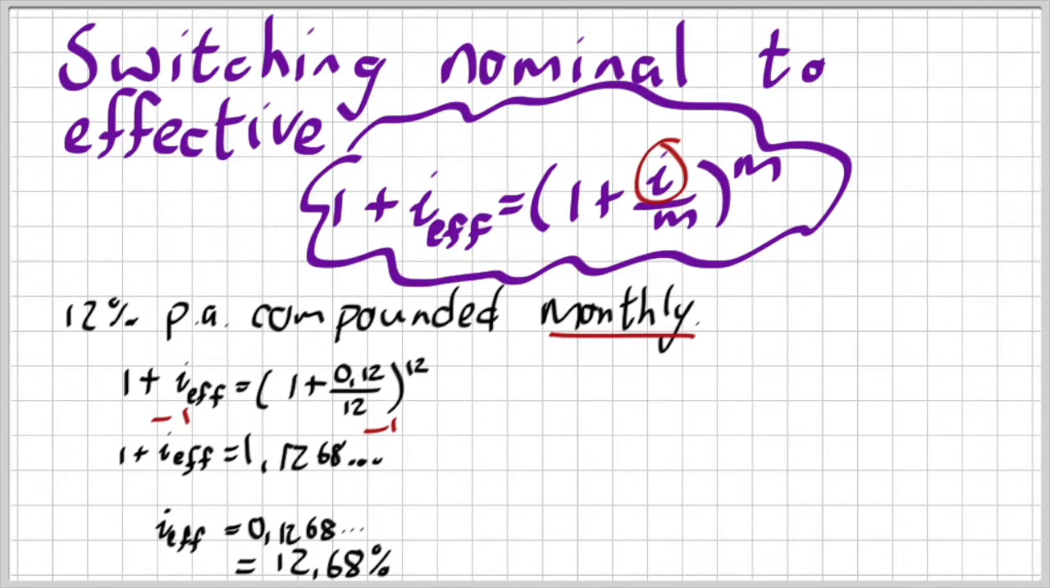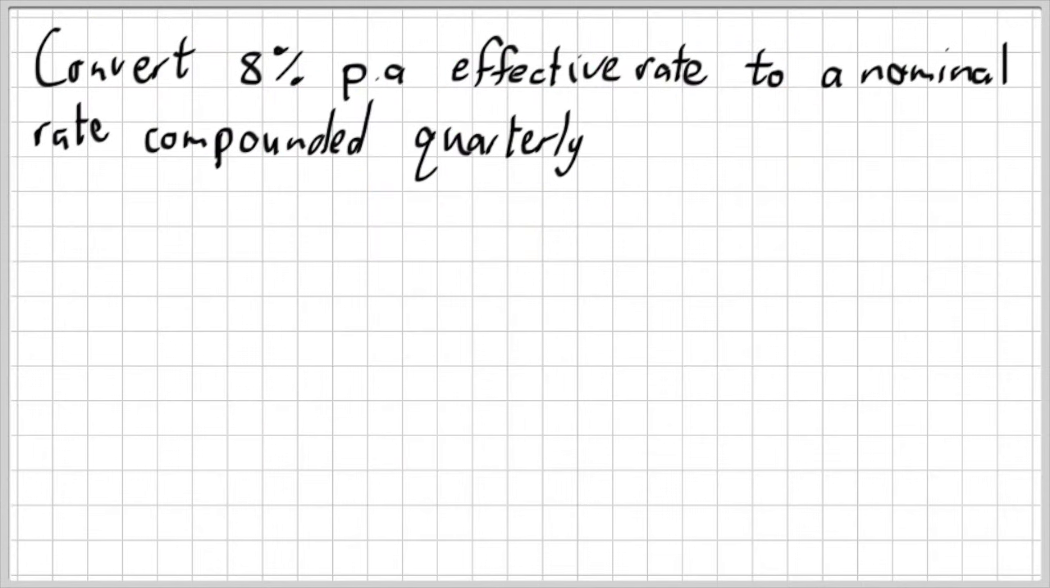0.1268. But sir, that's exactly the 12.68% that I got on the previous slide. Wow. Interesting, ladies and gentlemen, that this formula switches nominal to effective, and as a teacher, I would definitely ask this in the exam. Let's have a look at another example.